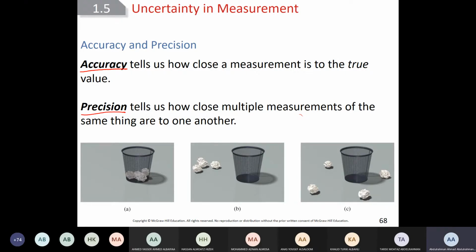Bismillah ar-Rahman ar-Rahim. Yes, chapter 1. First, I want you to know two words: accuracy and precision. If a student is throwing these pieces of paper in the pen, like in the case of A, the student is both accurate and precise.